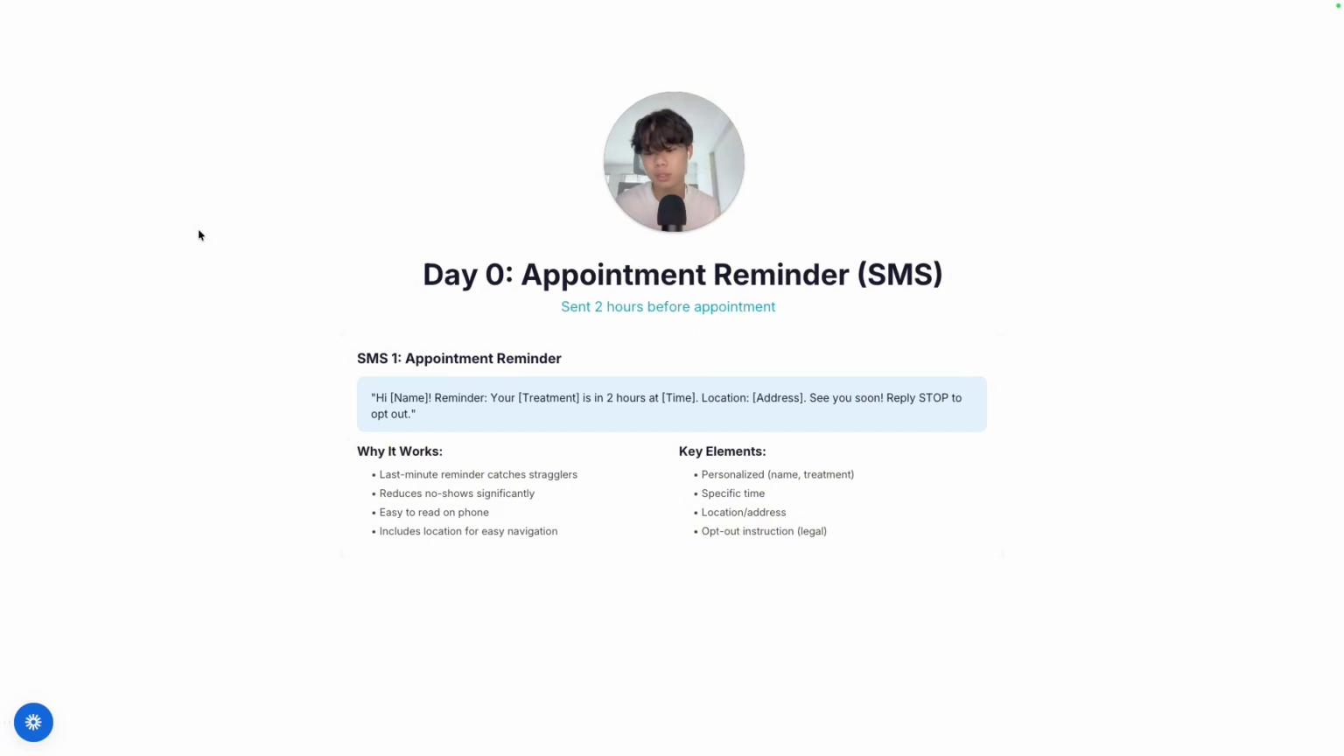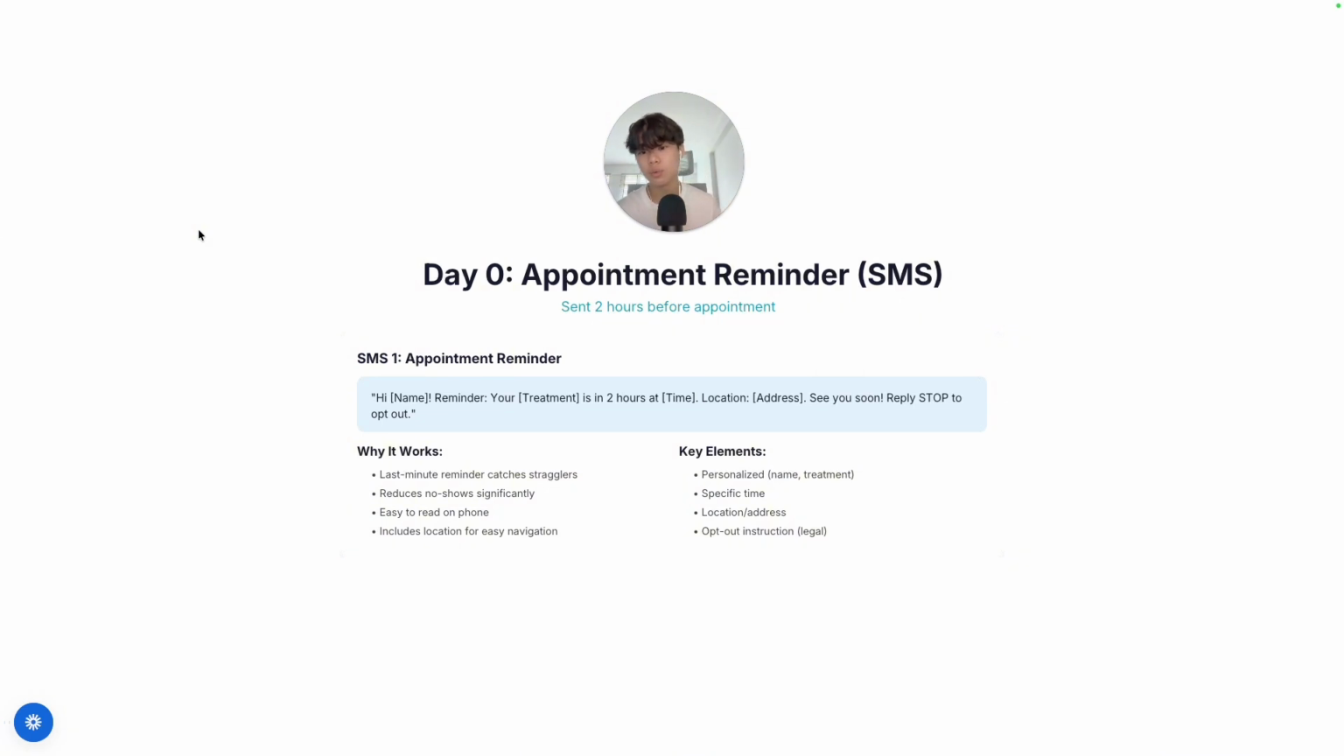Okay, so just a quick structure for what you can say. You can say something along the lines of, hey, name, this is your treatment, and you have booked in for treatment with us at this time, at this location. And if you want to opt out, say stop, for example, to opt out if they can't make it, or they just don't want a treatment anymore.